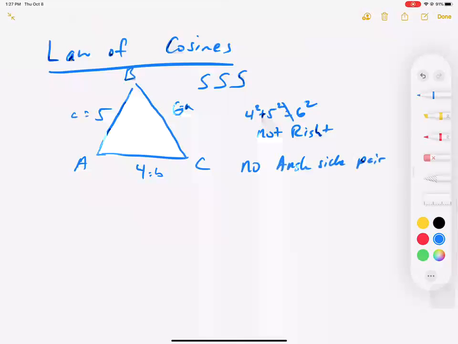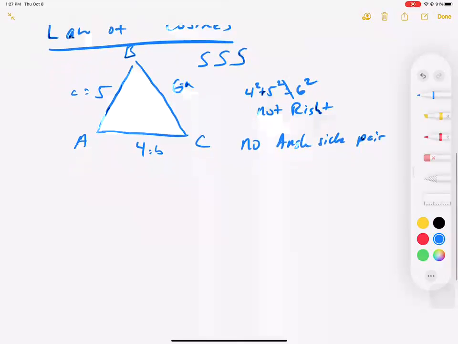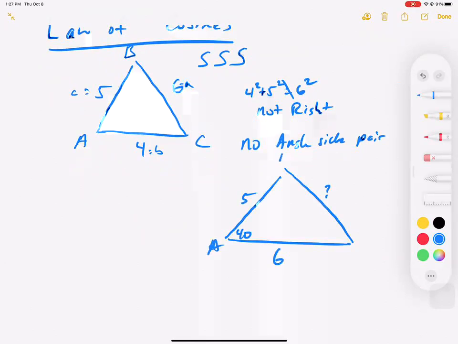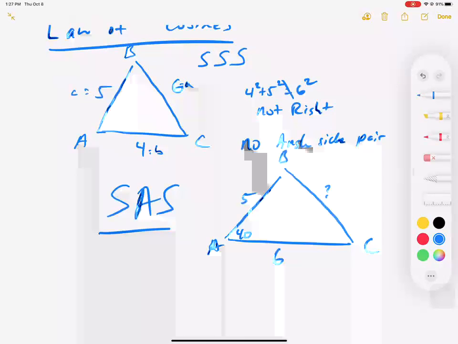Here's another one in which we cannot use law of sines. The triangle looks like this. We'll say it's going to be 40, and we'll say this is 5 and 6. Call this A, B, and C. This is a SAS triangle, side angle side.